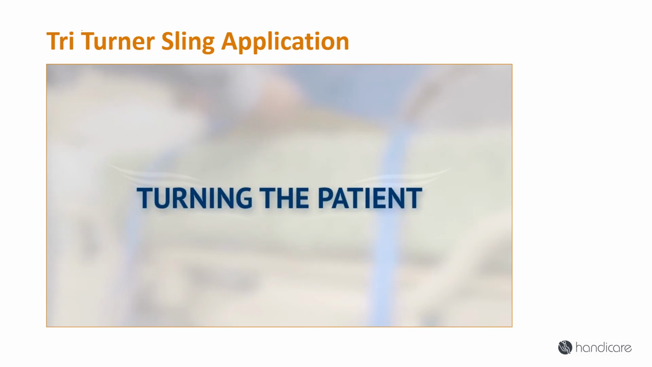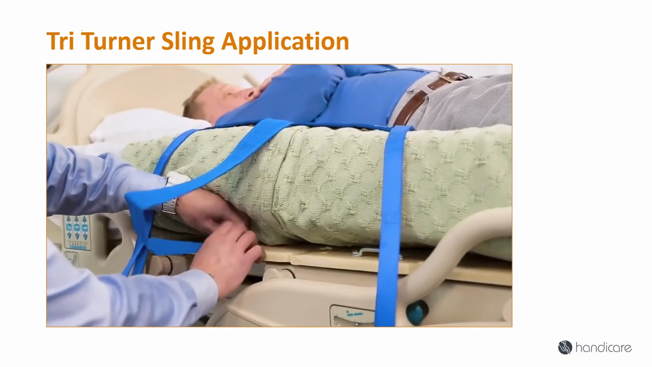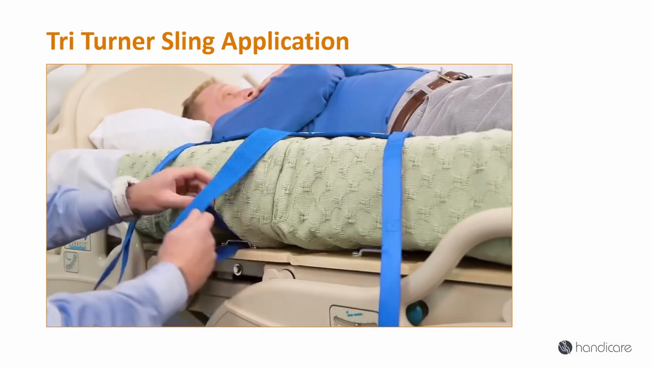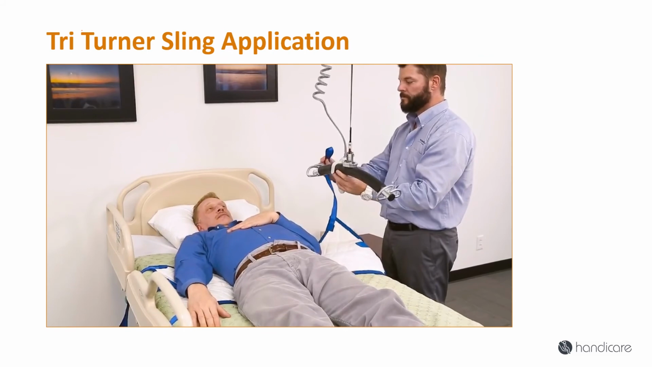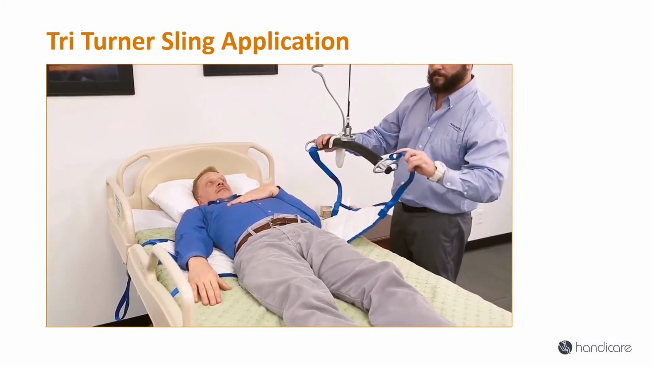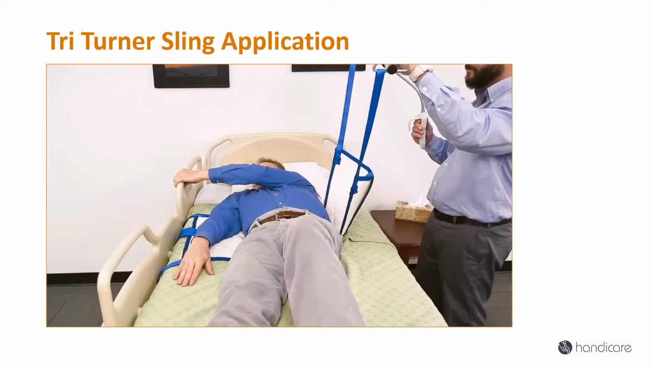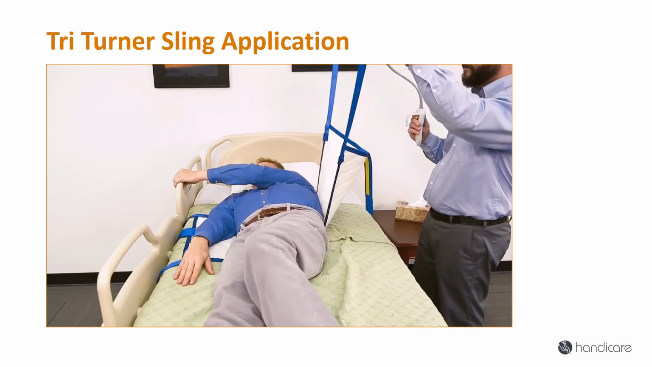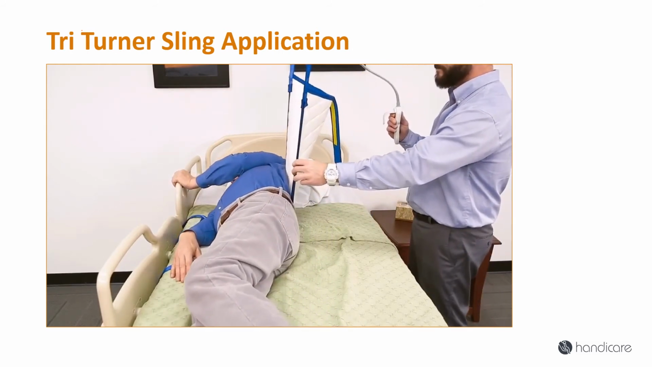This sling is typically applied under the resident at the level of the low back and can be used for offloading, or it can provide access for hygiene care, wound care, or dressing of the resident. The tri-turner sling eliminates the need to manually turn residents, which can potentially cause musculoskeletal injuries to both the resident and caregiver.